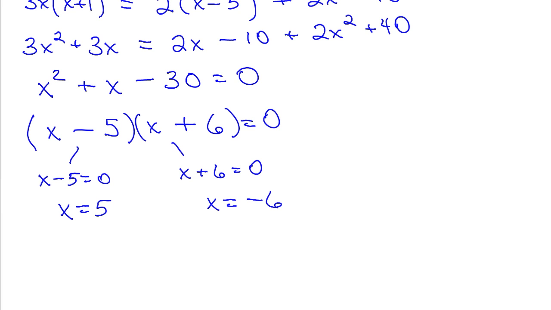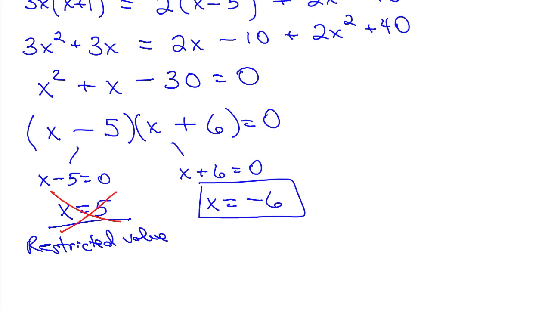But wait, remember that 5 was one of the restricted values. So this is not a solution. So that one is out. The only value that actually works is x equals negative 6. So that shows us the importance of checking the restricted values before we begin the problem. That way we can know if we have an answer or not.